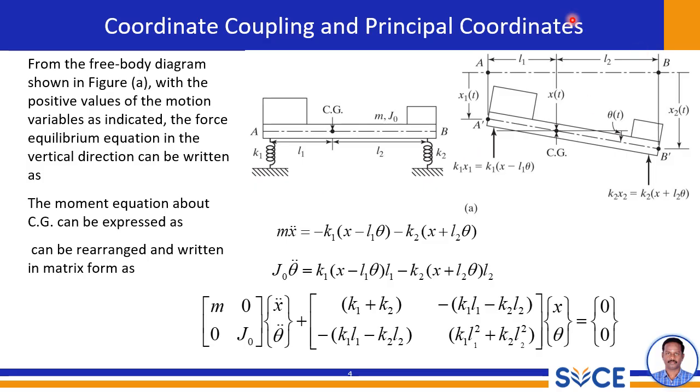Now let's look at the displacements of the springs. The displacement of the first spring x1 is related to the linear as well as angular displacement by this equation we already discussed in the previous slide. Similarly, the displacement of the second spring is represented by this equation. The forces exerted we also discussed in the last slide. That is, the force from spring 1 is K1 x1 and the force from spring 2 is K2 x2, where we substitute the x1 and x2 values.